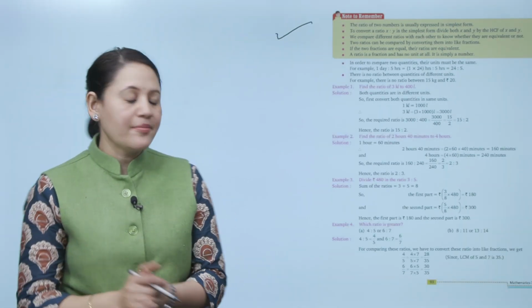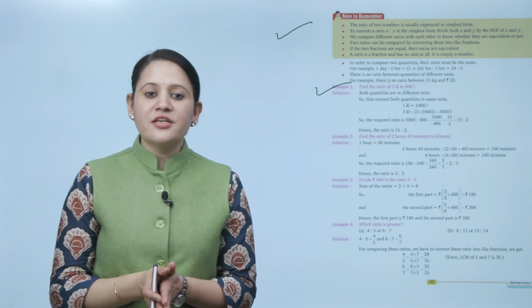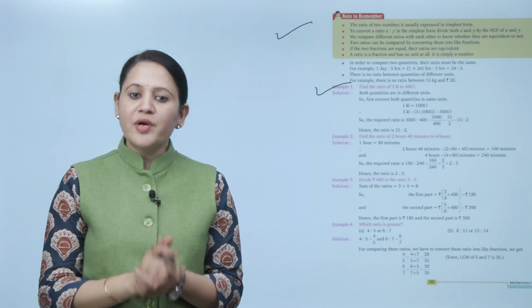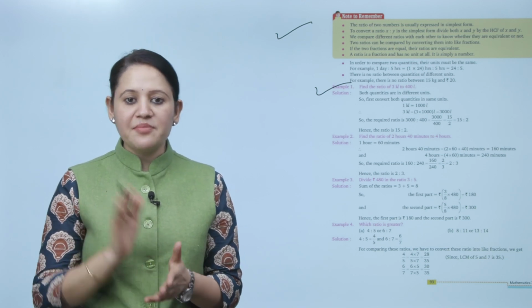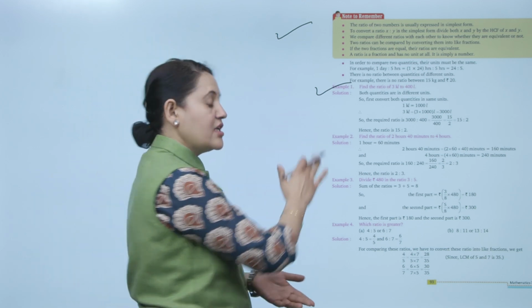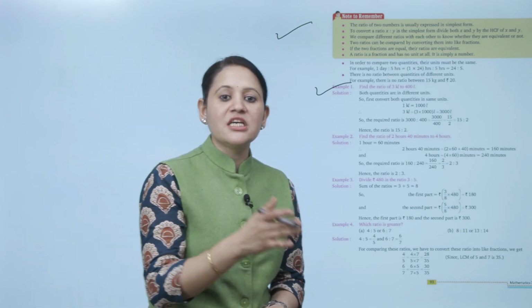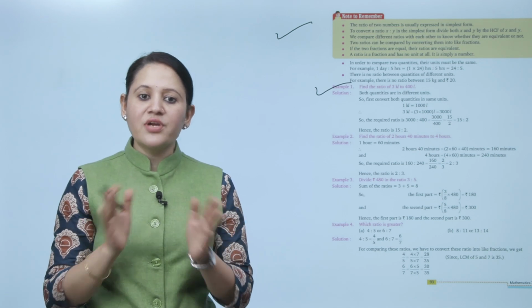Now we will take an example. Find the ratio of 3 kiloliter to 400 liter. Both the quantities are in different units. So first we'll convert both the quantities into the same unit. As we know, 1 kiloliter equals 1000 liter. So 3 kiloliter will become 3000 liter. Now both are in the same unit. So now we can compare.